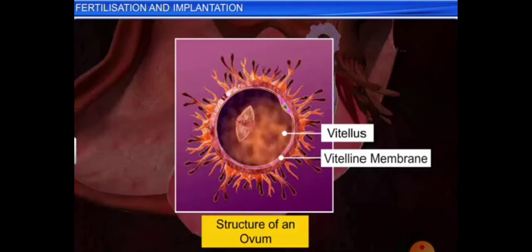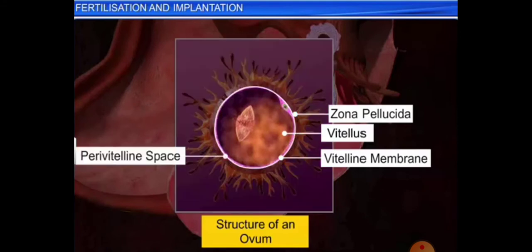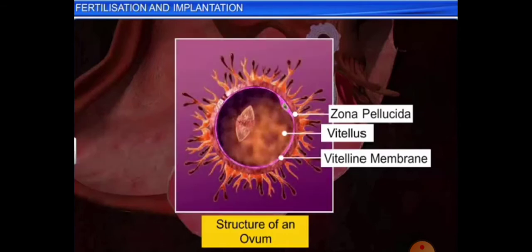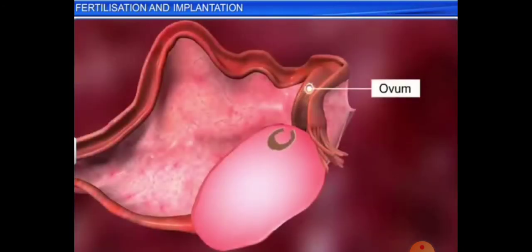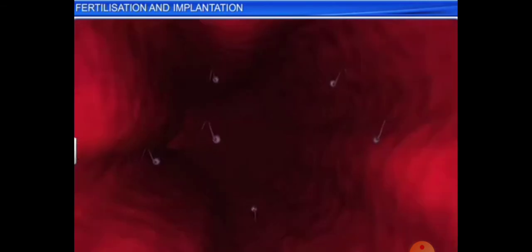The vitelline membrane is ensconced in another membrane called the zona pellucida. However, there is some space between the zona pellucida and the vitelline membrane, which is called the perivitelline space. Surrounding the zona pellucida is a layer of granulosa cells called the cells of corona radiata. The ovum present in the fallopian tube now starts drifting towards the uterus.